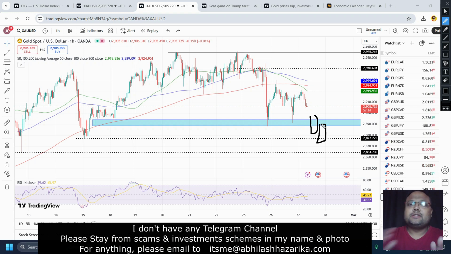What should be done? Obviously, you need to use common sense. No level is permanent. If the selling pressure is too high, continue with your sell position. If you see the market is taking support, then only go for a buy, okay?